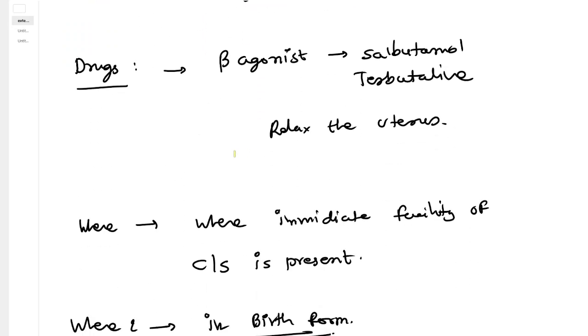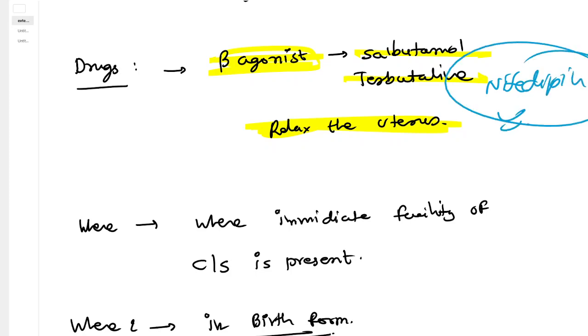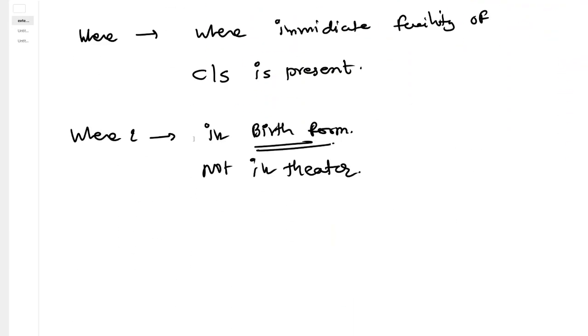Now, do we use any drugs? Yes, we do use drugs. Those are the drugs which relax the uterus. Okay, and the beta-agonists are used most commonly, salbutamol and terbutaline. Nifedipine is not used. Okay, in some of the literature they tried with the nifedipine, but again the latest study says nifedipine should not be used.